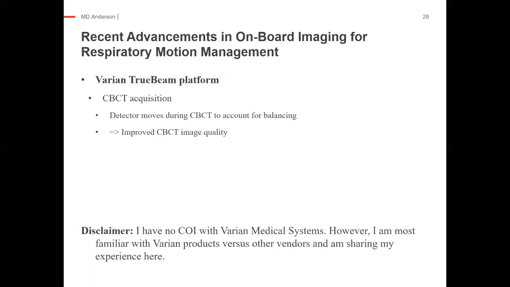So the TrueBeam platform, though, has a CBCT acquisition that is actually improved over previous Linacs, in that the kV detector plane actually moves during the cone beam acquisition to account for the balancing of the gantry itself. And so this improves your CBCT image quality directly.